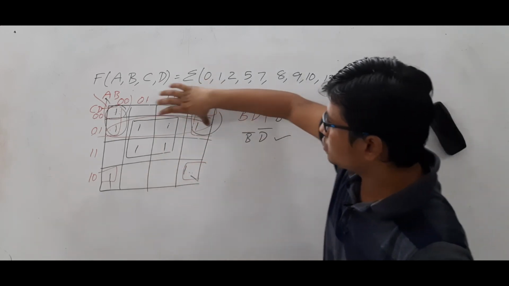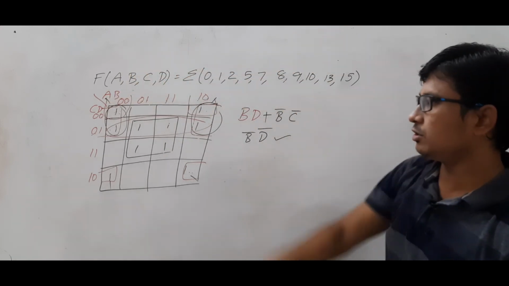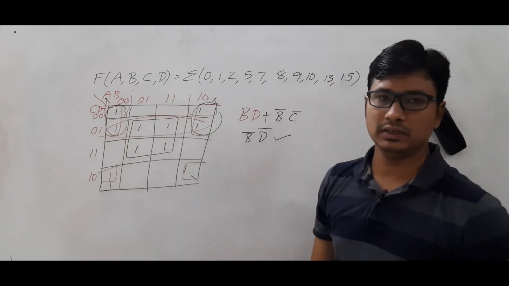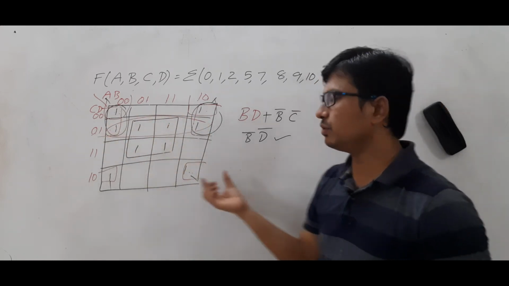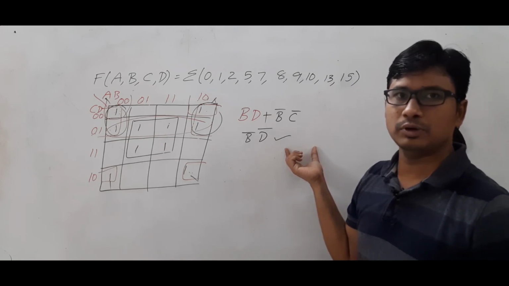And these two ones are already covered with this group. That's why we got the B complement and C complement term. If they are already covered, we will not cover them with a new implicant. Is it clear? If we cover, then we will get an extra term. Then I can say that it is not minimum. Are you able to understand it or not?